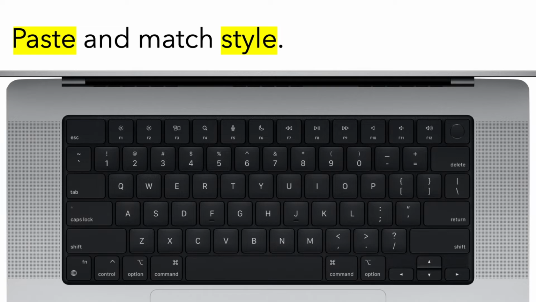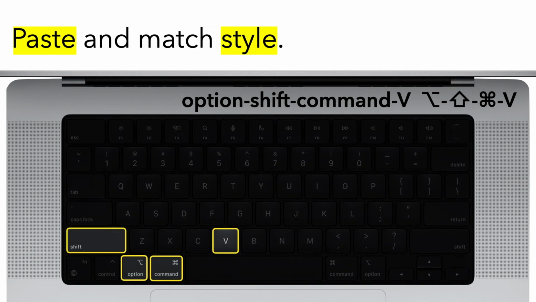Also, you can paste and match style. Let's say you copy text out of a document and you want to paste it in a presentation, but you want that text to match the style you have in that slide. If you do Option-Shift-Command-V, all four of those keys, that will paste your text and it will match the style in whatever document you have open.